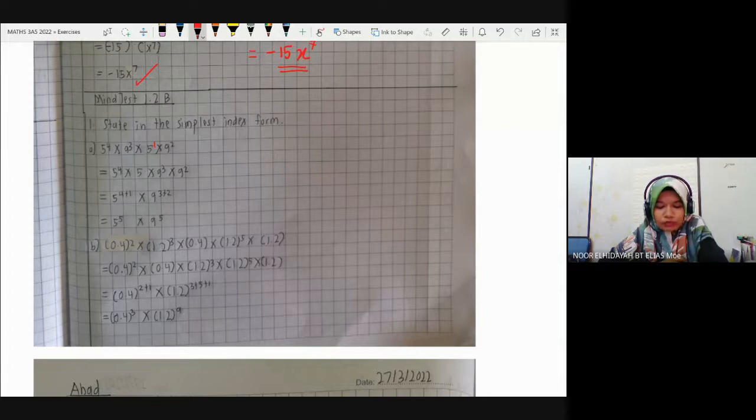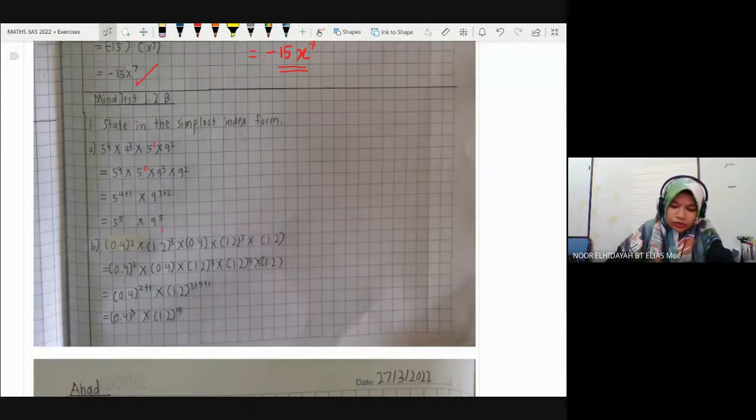Okay, and then you arrange with the same base. Alright, 5 to the power of 4 times 5 power of 1 times 9 power of 3 times 9 power of 2. Okay, then you solve the index. 5 to the power of 5 times 9 to the power of 5. Okay, good. Alright.